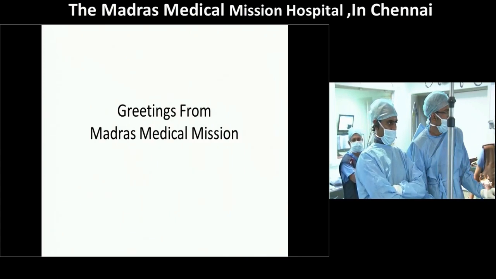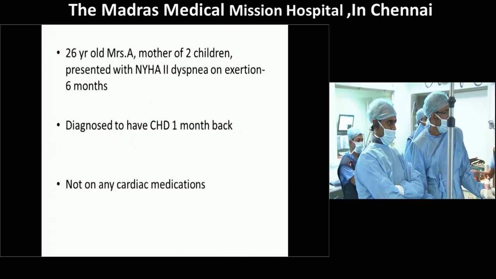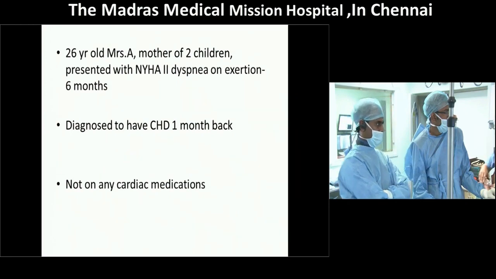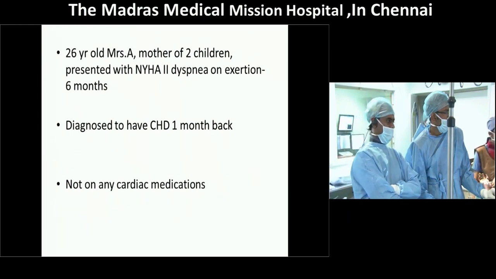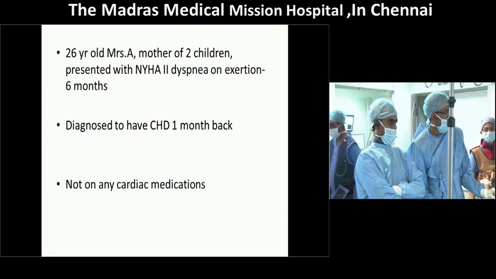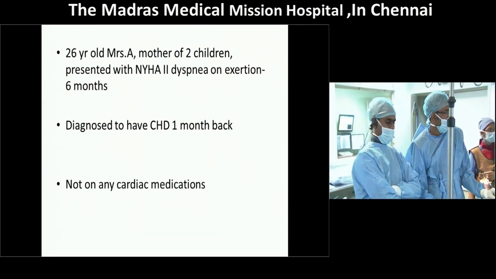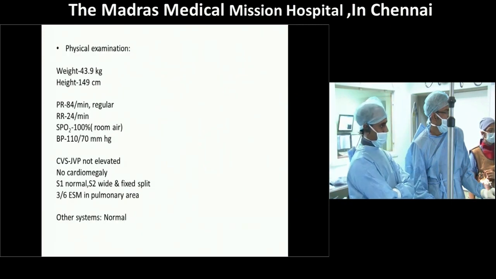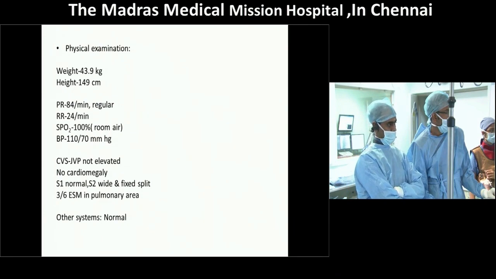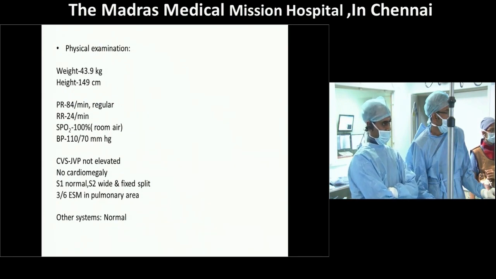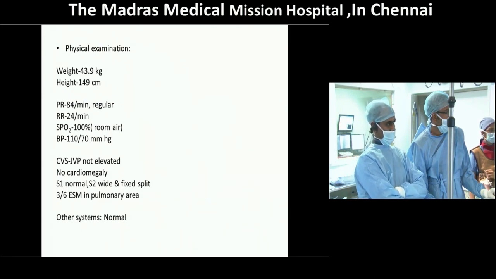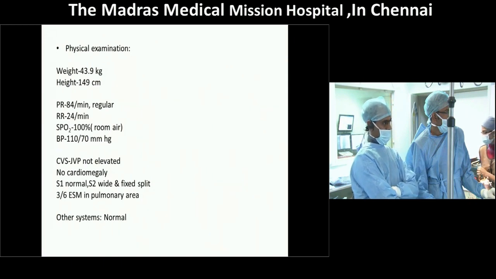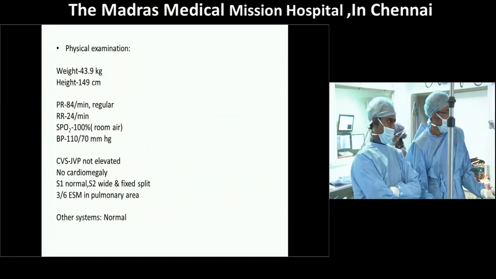Good morning everyone, greetings from MADRAS Medical Mission. Our patient, 26-year-old Mrs. A, mother of 2 children, presented with NYHA dyspnea on exertion for 6 months. She was diagnosed to have congenital heart disease 1 month back. She is not on any cardiac medications. On examination, weight is 43.9 kg, height is 149 cm, pulse rate is 84 per minute regular, respiratory rate is 24 per minute, saturating 100% in room air, blood pressure is 110/70 millimeters of mercury.